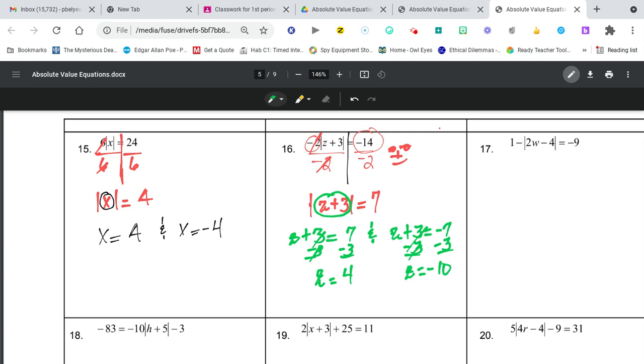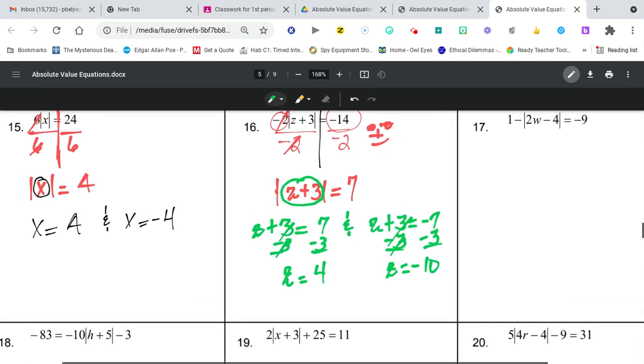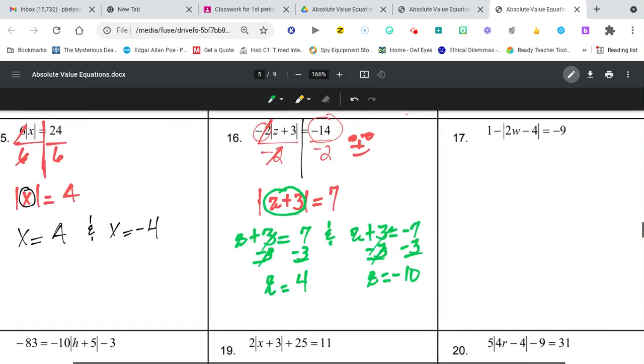All right, let's take a look at 17. Make sure you're pausing the video and taking notes, guys. I'm going to rewrite 17. That's the number 1 minus the absolute value of 2w minus 4, close absolute value, equals negative 9.